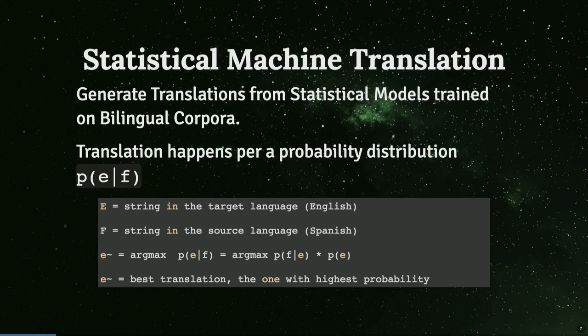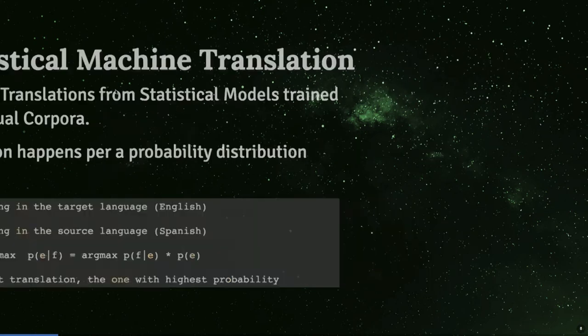And you calculate the probability of E given F, which is a Bayesian probability. You can come up with many different probabilities, and you pick the one which is the highest probability, the argmax. And that's how you define your language models. Basically, a statistical language model is a bunch of Bayesian probabilities.